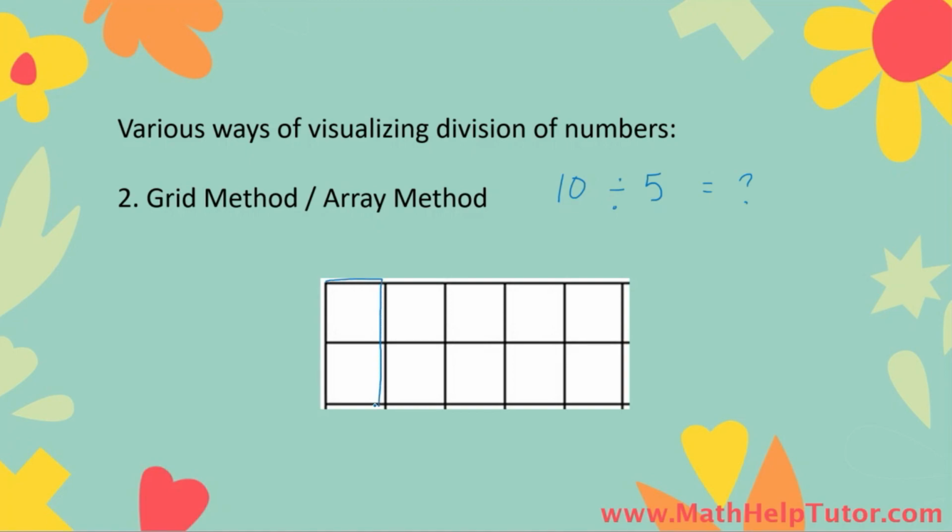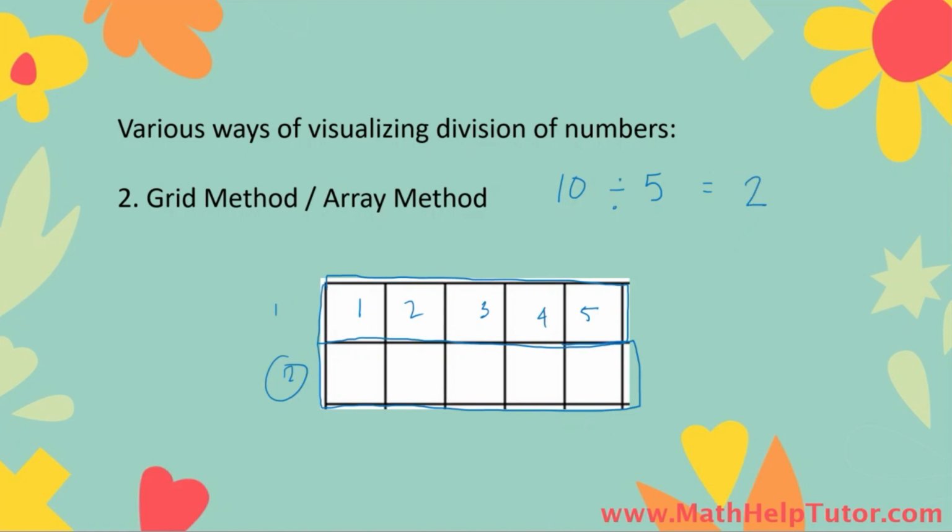If we divide 10 boxes into 5 equal parts, you can see that the size of each division is 2. So our answer to 10 divided by 5 is 2. Another way of looking at it is if we divide 10 boxes into parts with exactly 5 boxes in each part, we can see that there are 2 of such divisions with exactly 5 boxes in it, and therefore our answer is 2.